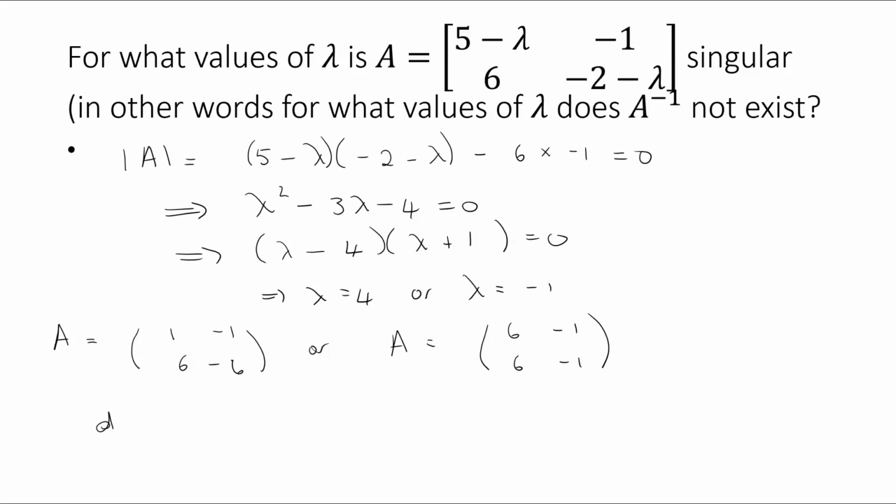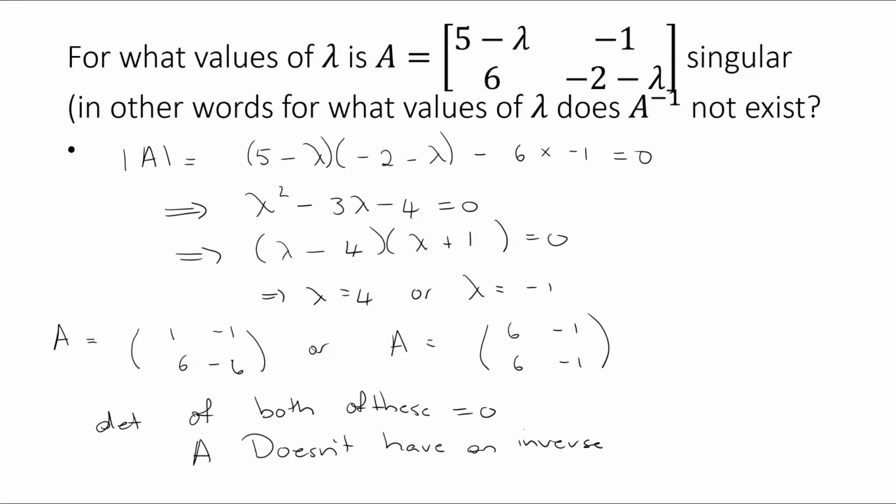And the determinant of both of these is equal to 0. So it doesn't have an inverse. So A doesn't have an inverse if lambda equals 4 or -1.